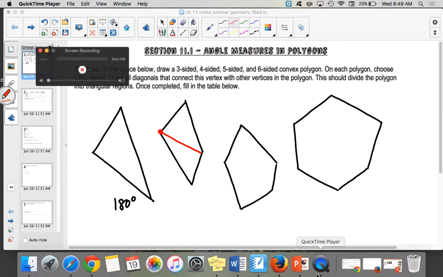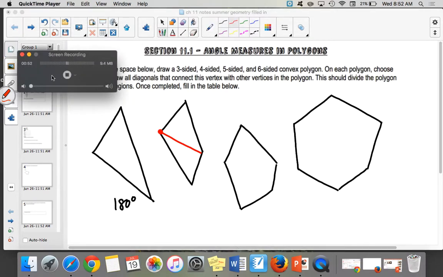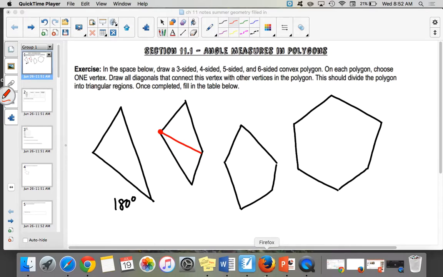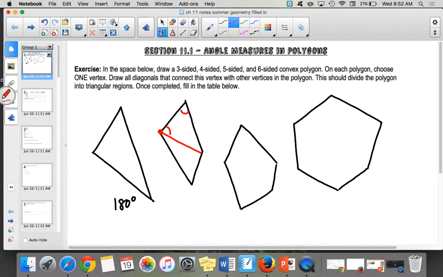Hang on just a second. Okay. So we drew this diagonal in, and if you think about it, all of these angles in this first triangle add up to be 180, right? And all of the angles in this second triangle add up to be 180 as well, right? So we have two 180s, and two 180s ends up being 360, right? So it's 2 times 180, which is 360.